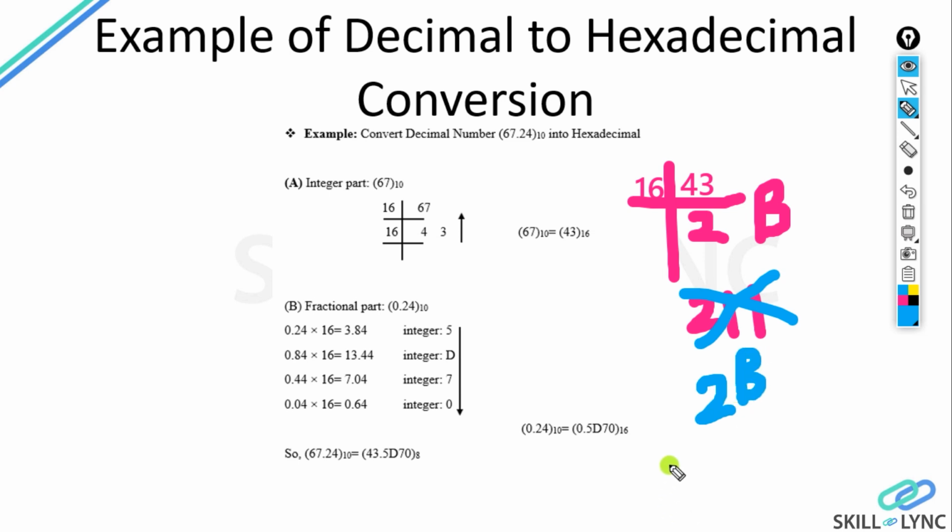Okay, this is the thing. So I hope it is clear. This is how we are converting from the decimal number system to binary, to octal and to the hexadecimal number system. This is all about the conversion from decimal to any other number system.